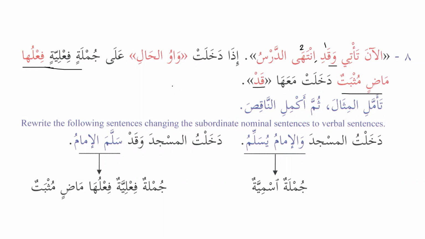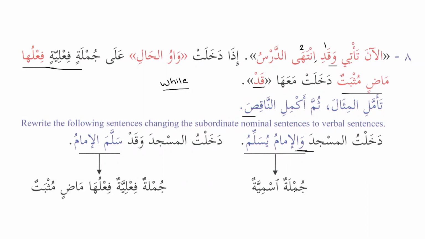And why do we use it? To give the meaning of while or when. While I was doing this, you called me, this is what happened. While I was doing that, that thing happened. So in that case, we use this واو الحال. تأمل المثال ثم أكمل الناقصة. Reflect on the example and then complete the incomplete. دخلت المسجد والإمام يسلم. I entered the masjid while the imam was saying at-taslim. Now you see over here, wal imamu yusallimu, and the imam was saying taslim.